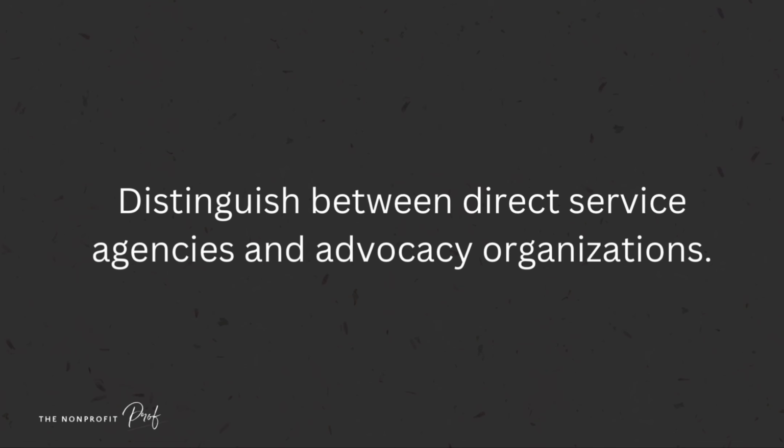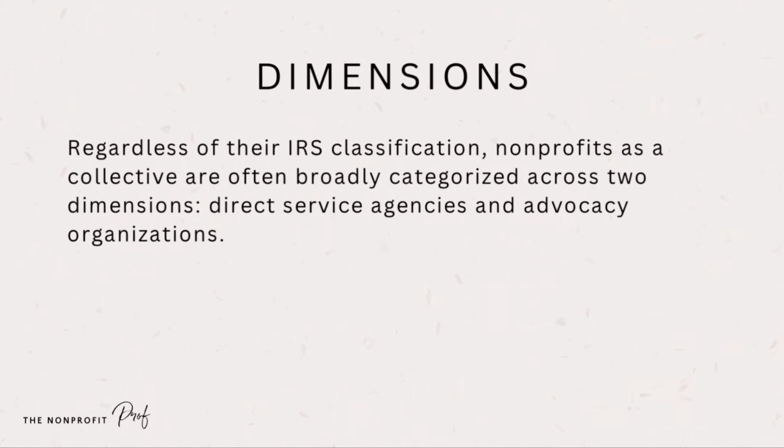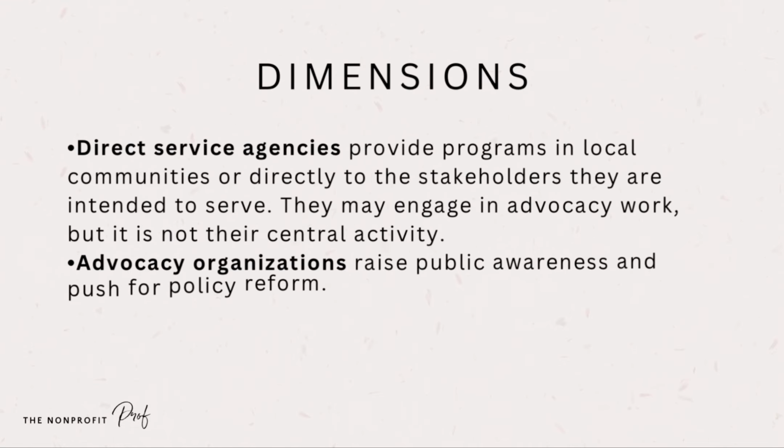But now I want you to think about nonprofits across two key dimensions: direct service agencies and advocacy organizations. For purposes of putting all nonprofits into two general buckets, you've got direct service agencies and you have advocacy organizations. Let's talk about what these are. Direct service agencies are those nonprofit organizations that provide direct services, or specifically programs, in their communities. They're working directly with the stakeholders or beneficiaries that they're intending to serve. So they're delivering programs directly.